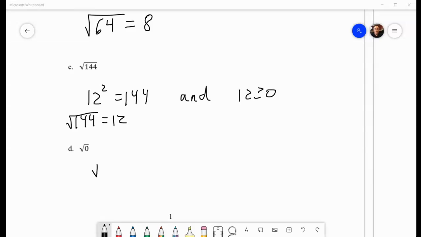And of course, the square root of 0, actually, wait, let me fix that. We know that 0 squared is 0, and 0 is, anything is greater than or equal to itself.